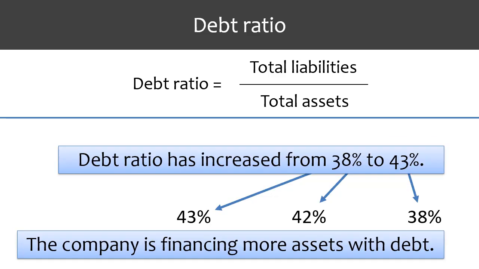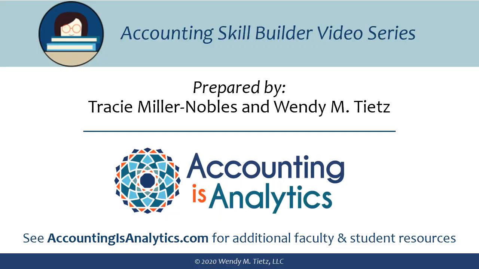Now that we have the debt ratios for the 3 years, we can see that the debt ratio has increased over the 3 years. The company is financing more assets with debt. Remember, generally the smaller the debt ratio, the better. That's it, we are done.